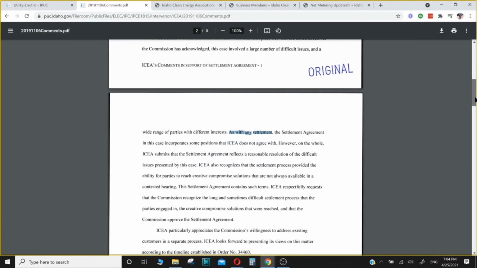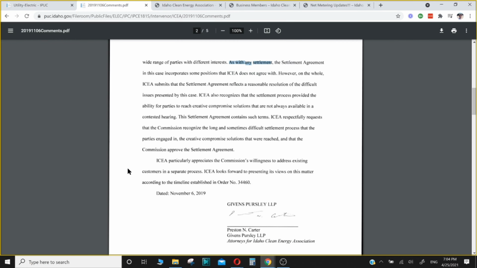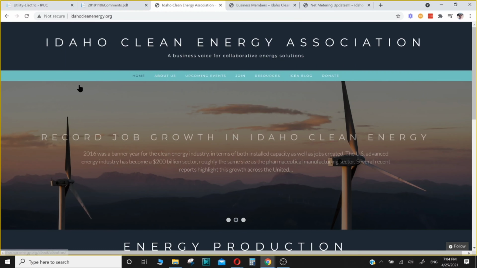And that was a big part of what was commented on by the public, that this is kind of a secret settlement that's been agreed to by these parties and the lawyers. And so the ICEA held a meeting. I was there, and the consensus at that meeting was we did not want to sign on to the settlement.